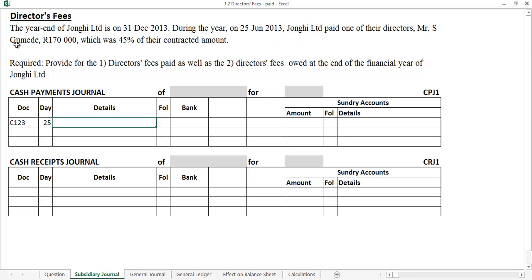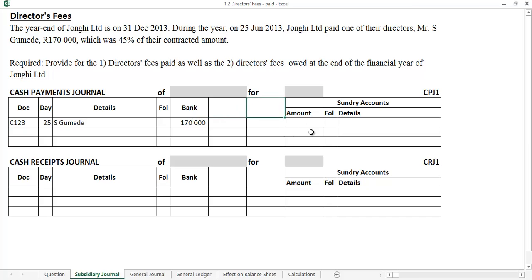S. Gumede, so we can fill in Mr. S. Gumede. And then we need to use the correct columns where we've paid out of the bank account. Whenever you do a cash payments journal or cash receipts journal, the bank account will always be one of the accounts affected. You'll either give out money in the cash payments or you'll receive money in the cash receipts journal. Right, so my bank account has decreased, we already established that, by 170,000 Rand.